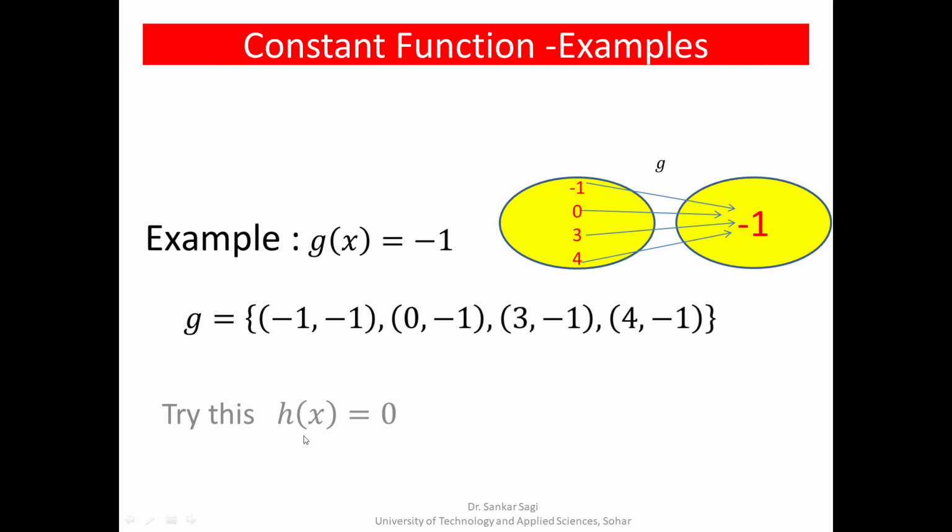Similarly, you can try this. This function I have taken h(x) equal to 0. The constant I have taken as 0. So you can take some elements in the domain and find the respective images of those elements, and you can write h in the set form, h as a set of ordered pairs. You try to do this one.